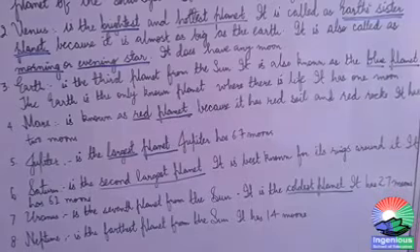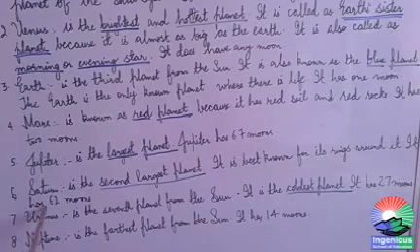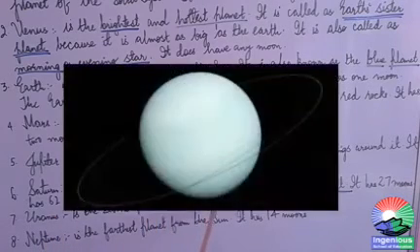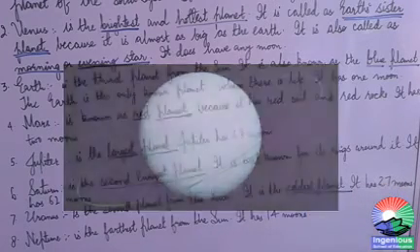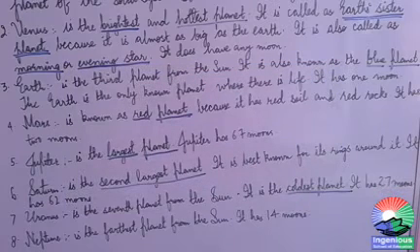The seventh planet of our solar system is Uranus. It is the seventh planet from the Sun, and Uranus is the coldest planet of the solar system. It has 27 moons. Are you getting me?